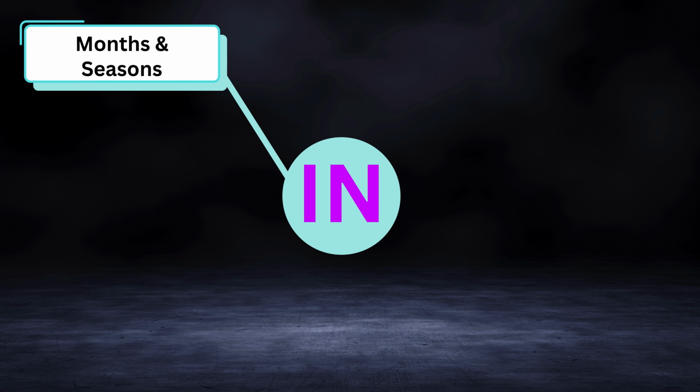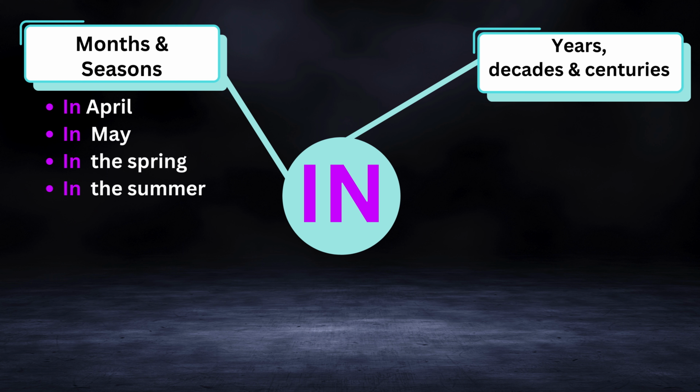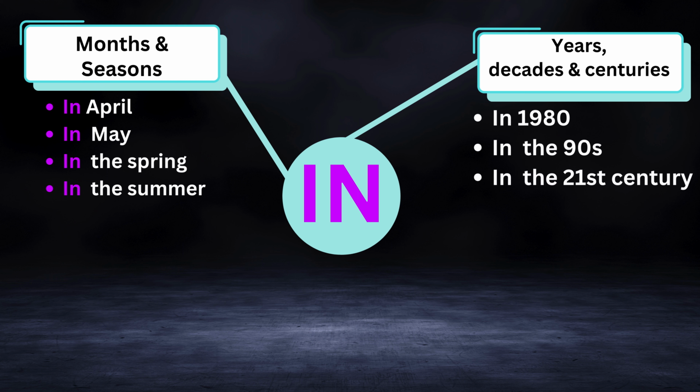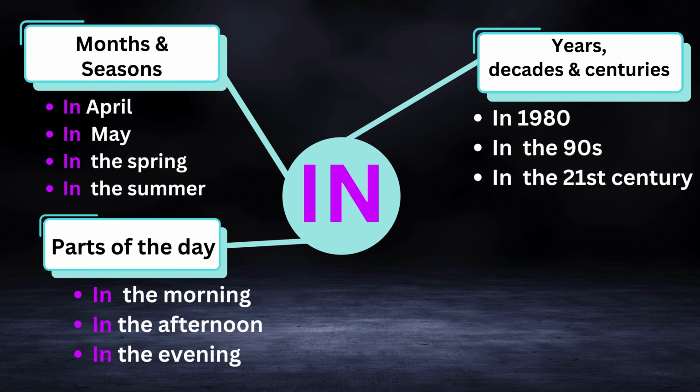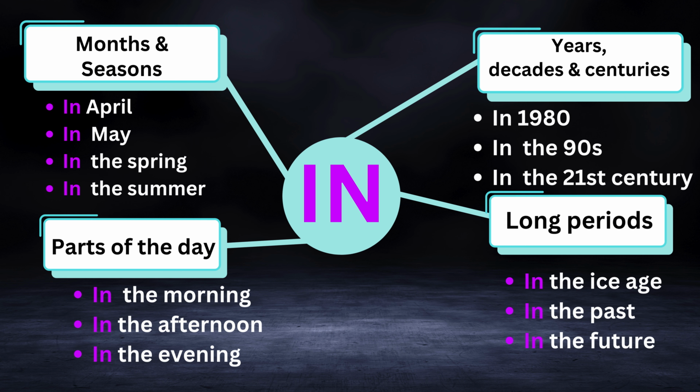In. We use in with months and seasons, like in April or in the summer. With decades, years, and centuries. For example, in 1980, in the 90s, and in the 21st century. Also, we use it with parts of the day, like in the morning, and with periods of time, such as in the Ice Age, in the past.